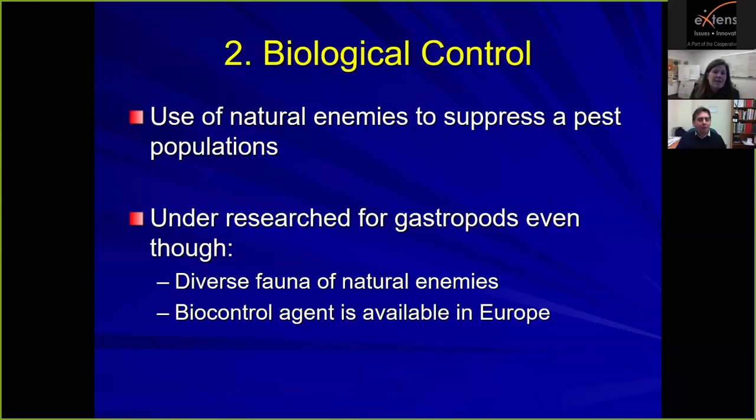Okay, so I want to move on now to biological control. Biological control, as most of you know, is the control of a pest by the introduction of a natural enemy. Surprisingly, when it comes to slugs and snails here in the United States, this is a very, very under-researched area. And that's despite the fact that slugs and snails do have a diverse range of natural enemies and that a commercially available biological control agent is currently being used throughout Europe.